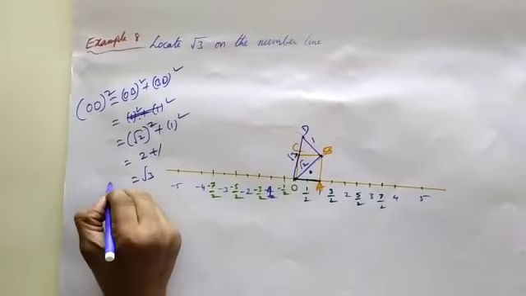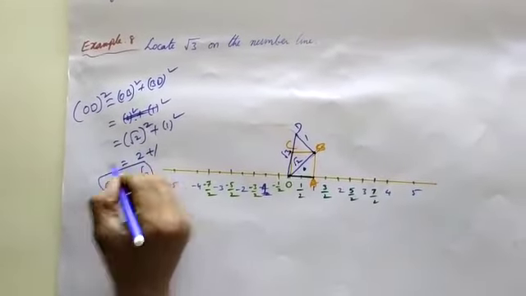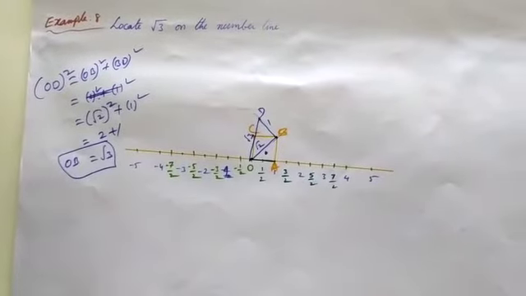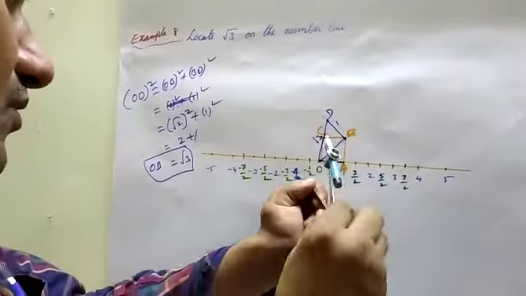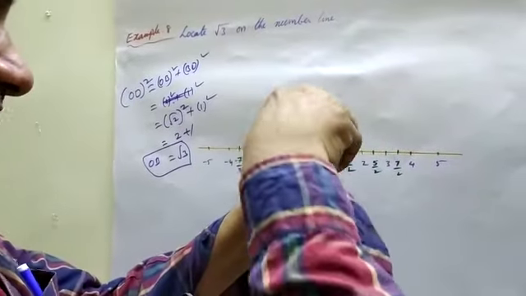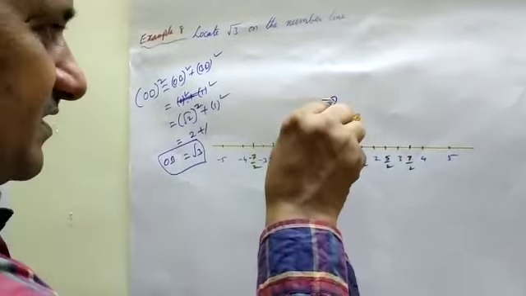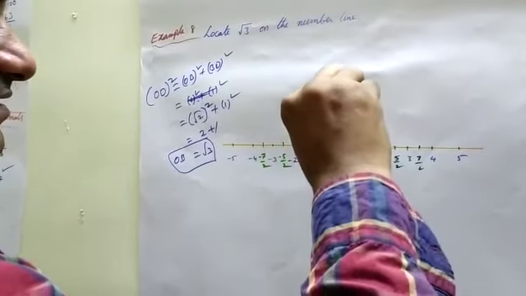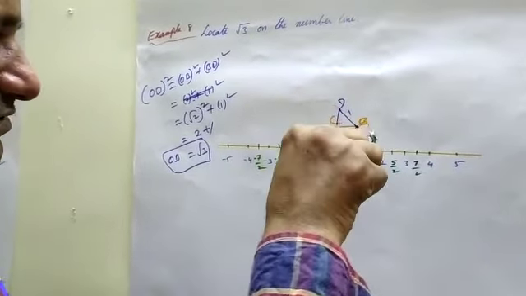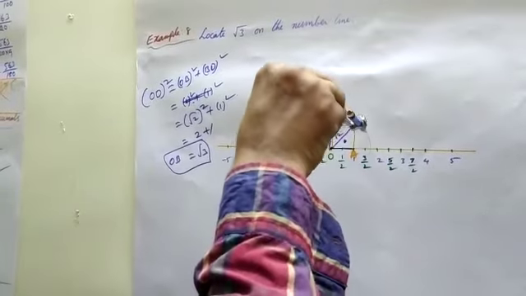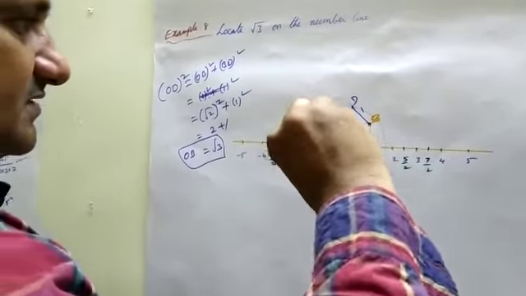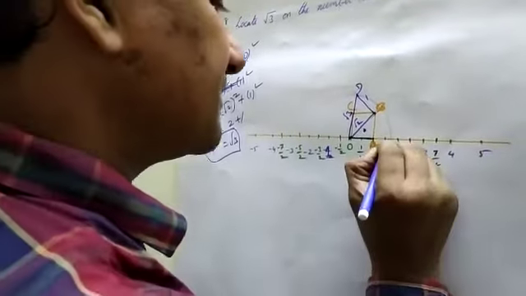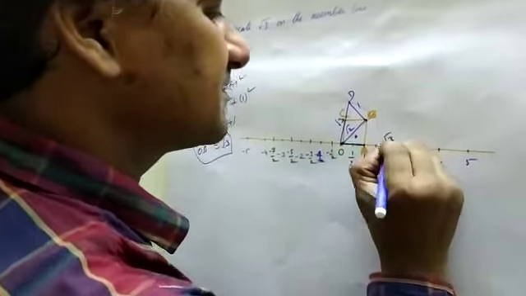Now, using the compass, take the distance from 0 to D and draw the arc. The arc touches the number line at this point. This point is root 3.